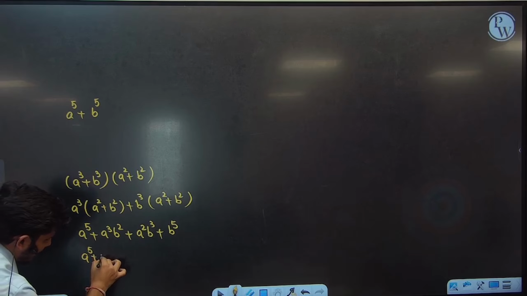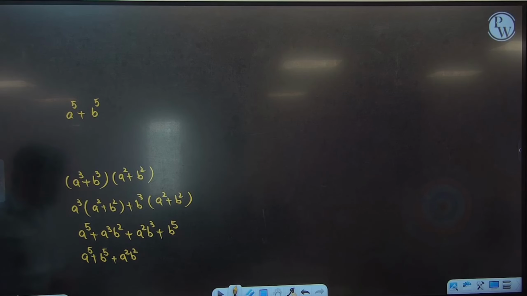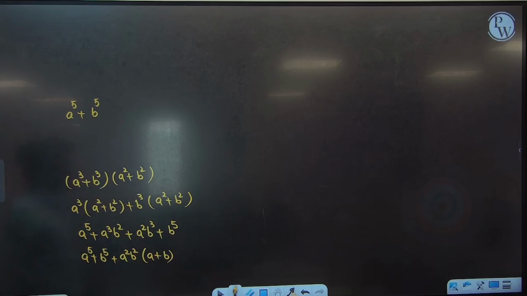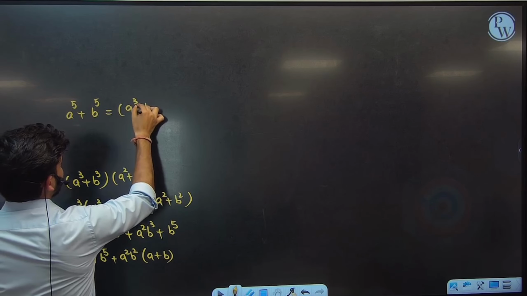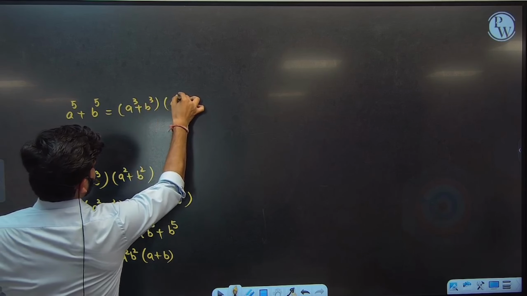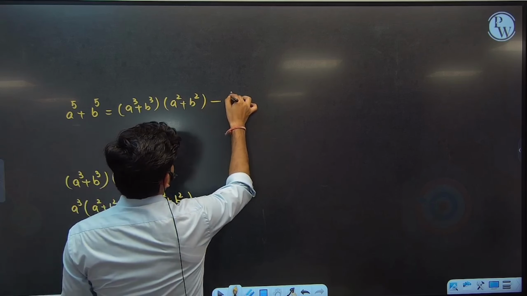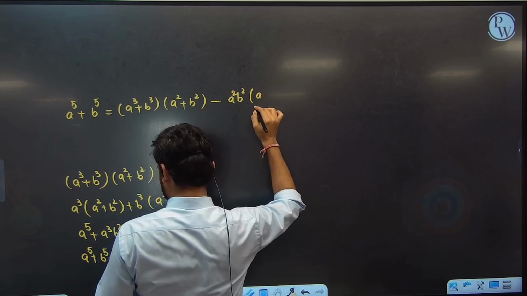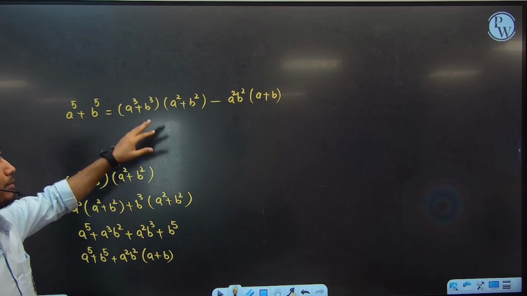So a to the power 5 plus b to the power 5, and in this part a square b square is common. Now you get a plus b. So what will be the result for a to the power 5 plus b to the power 5? (a cube plus b cube) into (a square plus b square), but minus this part: a square b square multiplied by (a plus b). So this will be the formula for a to the power 5 plus b to the power 5.